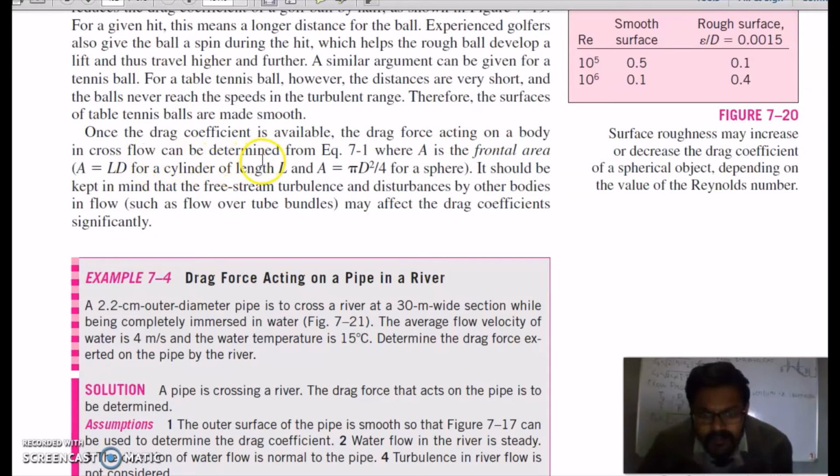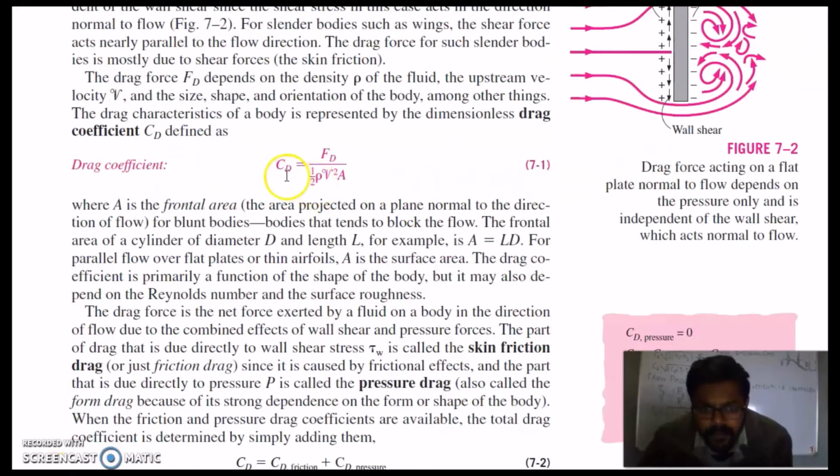Once the drag coefficient is available, the drag force acting on the body in cross flow can be determined. A is the frontal area. Area is equal to LD in the case of a cylinder, and area is equal to pi d square by 4 in the case of a sphere. So if you know the drag coefficient, you can find the drag force. Area we had already mentioned.